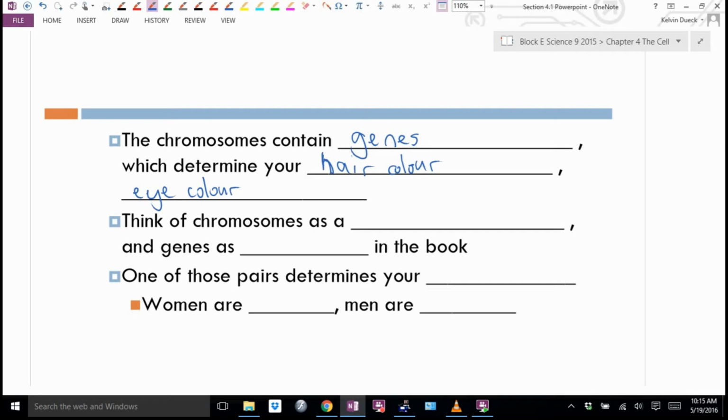So you can think of chromosomes, those big bow tie shaped things, as a big book. The genes are the words that make up the book. One of these pairs of genes determines your gender. If you have 2 X chromosomes, you'll develop into a female when you're in your mother's womb. If you have an X and a Y chromosome, you'll be a boy.